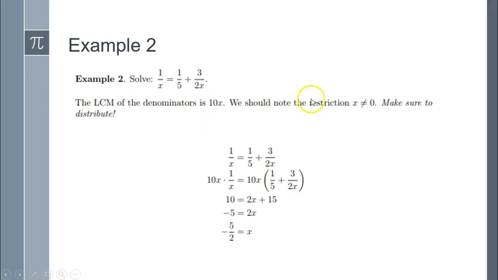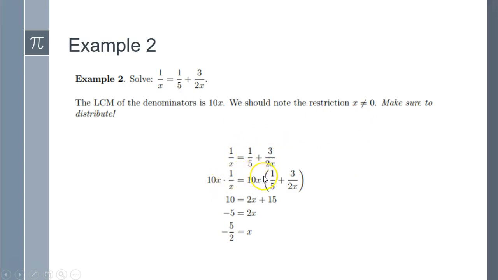We also note that x cannot be 0, so if in the end x equals 0 is an answer I get, I have to recognize that that can't be true. So I don't list that as a solution. And that's because we're not allowed to divide by 0, and replacing the x's with 0 would create a division by 0 in not only one place, but two places. Only has to happen in one place for it to become a restriction, though. So 1 over x equals 1 over 5 plus 3 over 2x.